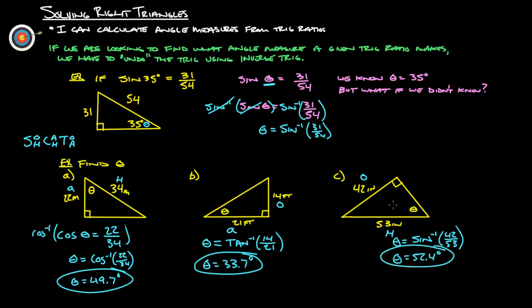Okay, so this is finding an angle if you have two of the sides in the right triangle. Okay, I got one last example for you, but before we do that, let's take a quick little comedy break.